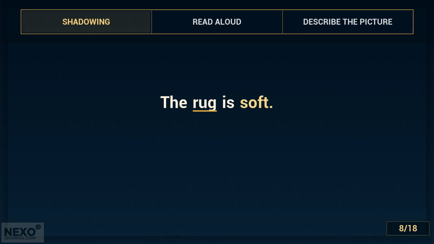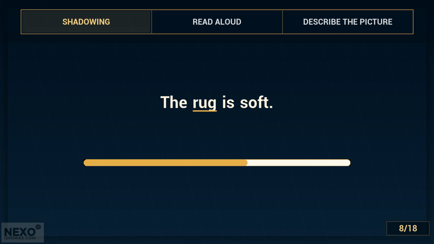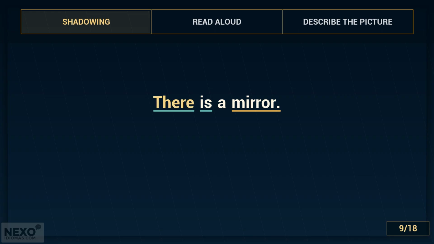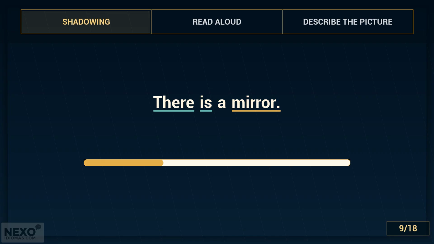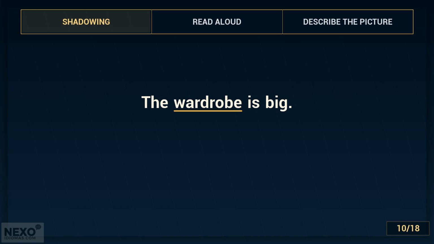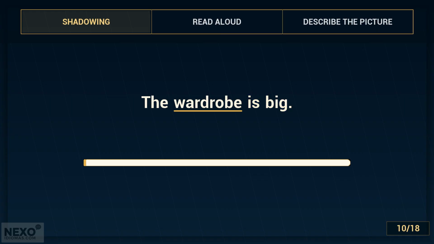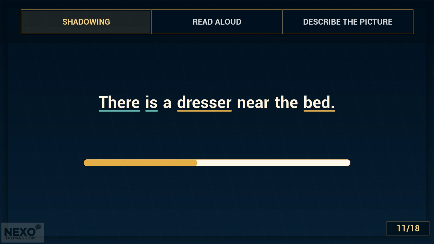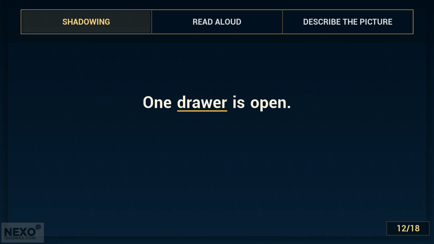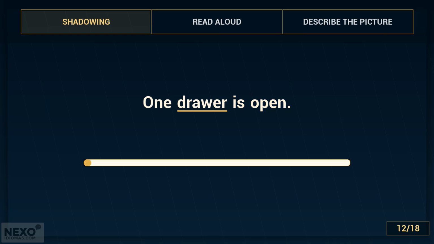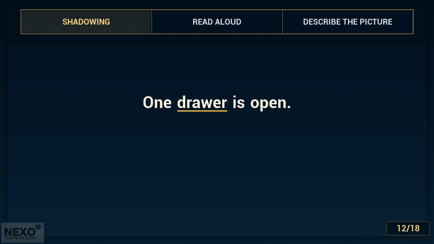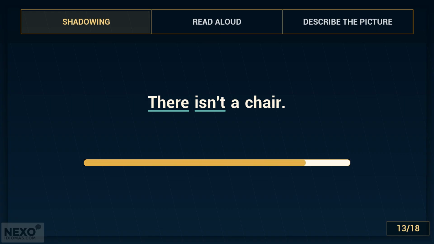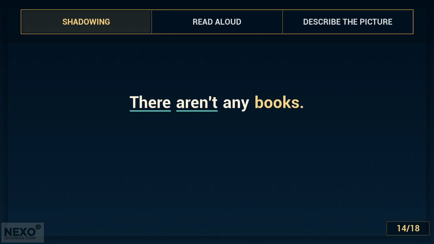The rug is soft. There is a mirror. The wardrobe is big. There is a dresser near the bed. One drawer is open. There isn't a chair. There aren't any books.